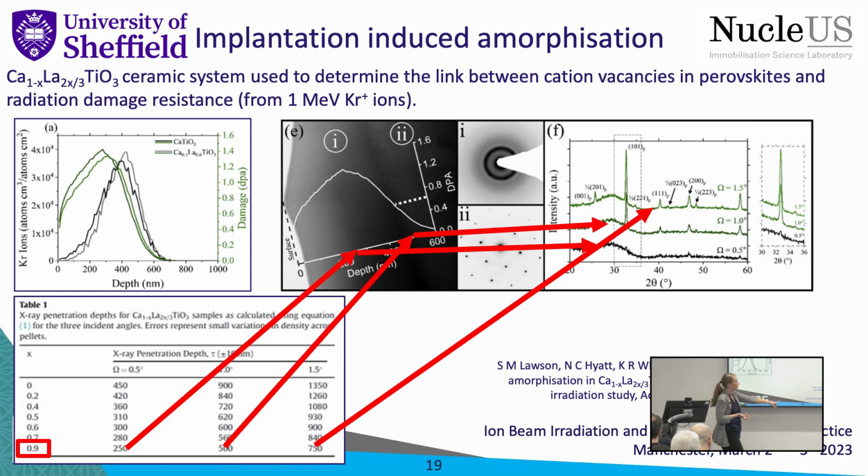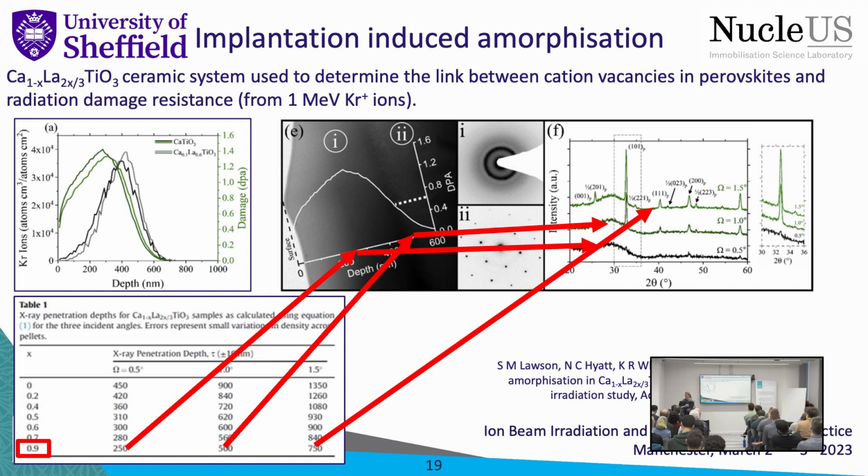This is a really lovely paper by Seb Lawson. So if you're interested in having a look at radiation effects in perovskite materials, so amorphization and recrystallization and recovery, and the effect of cationic disorder in these materials, I urge you to go and have a look at this paper. So here we had the calcium lanthanum titanate system. So it's a perovskite system. Perovskites are, as Inam said earlier on, I don't know where he's gone, kind of candidates for things like inert matrix fuels and nuclear waste forms.